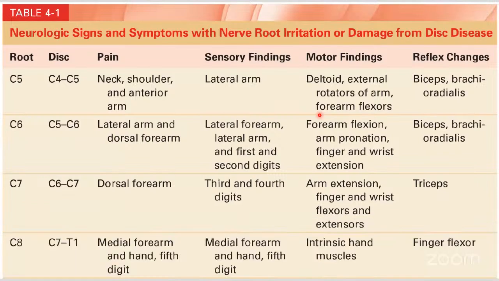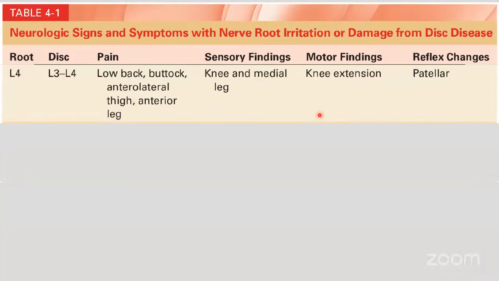The C8 nerve root results in pain at the medial forearm, hand, and fifth digit, with motor findings in the form of weakness of intrinsic hand muscles and finger flexion weakness. For L4 radiculopathy, there is low back pain and buttock pain, referred to the anterolateral thigh and the anterior leg. There is sensory loss over the knee and medial leg, and there is weakness of knee extension. The knee jerk may be decreased or lost.